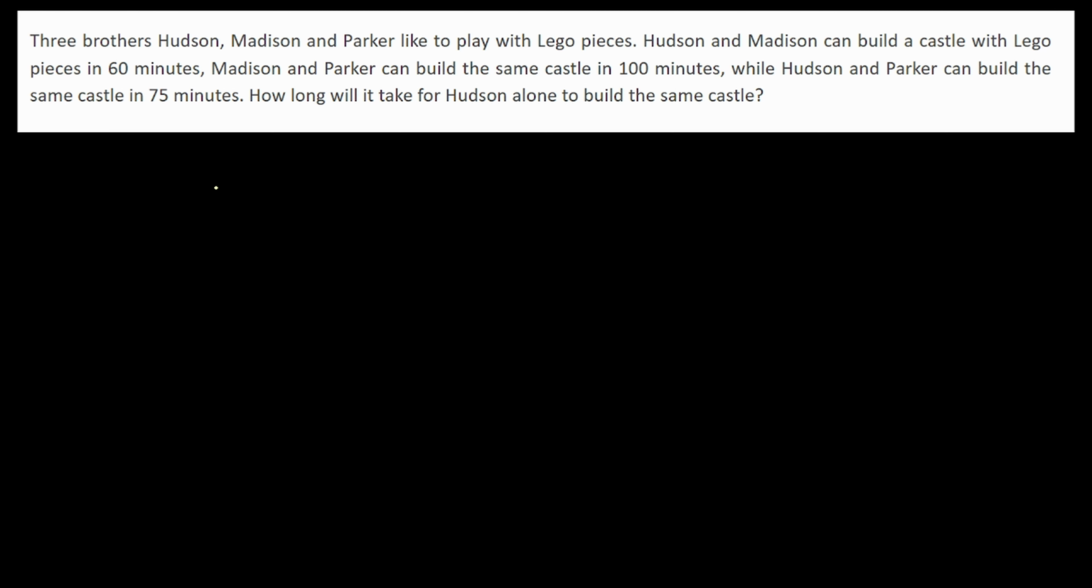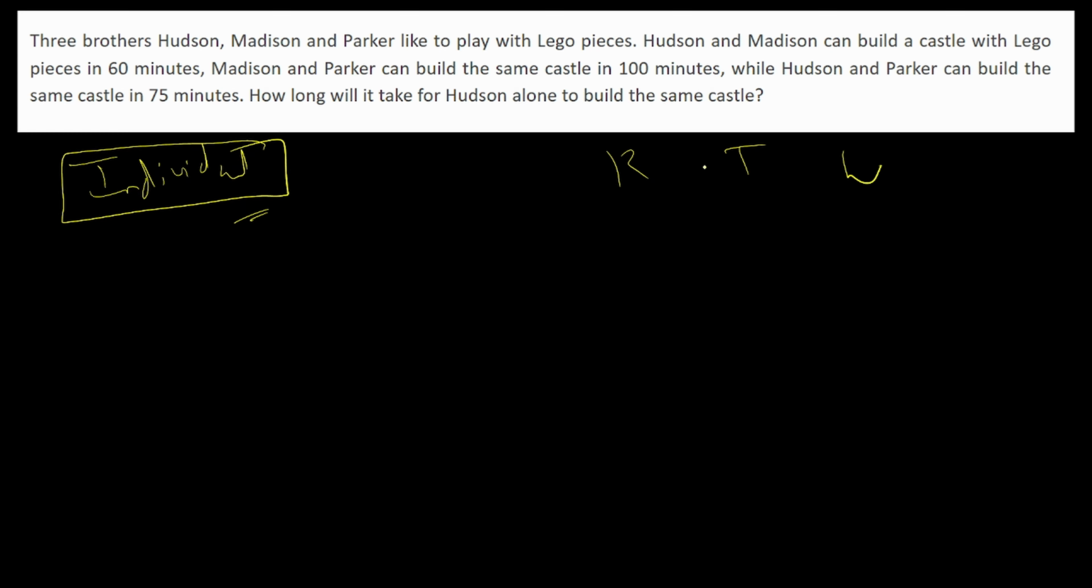Now let's talk about one more question, which is about three brothers. It's an individual rate question. You can simply identify it. I hope you understand and can identify it. RTW approach. So H plus M plus P.